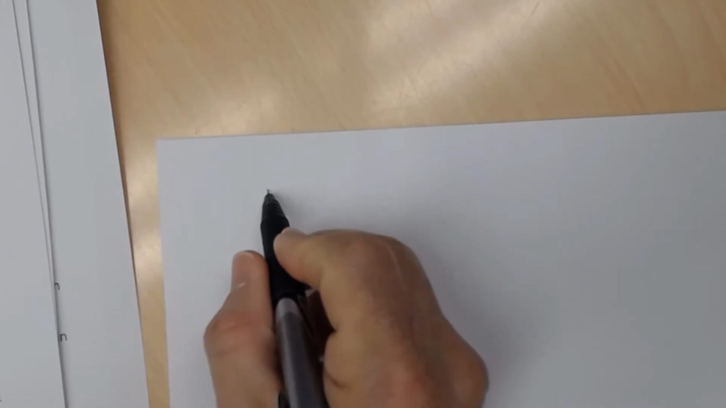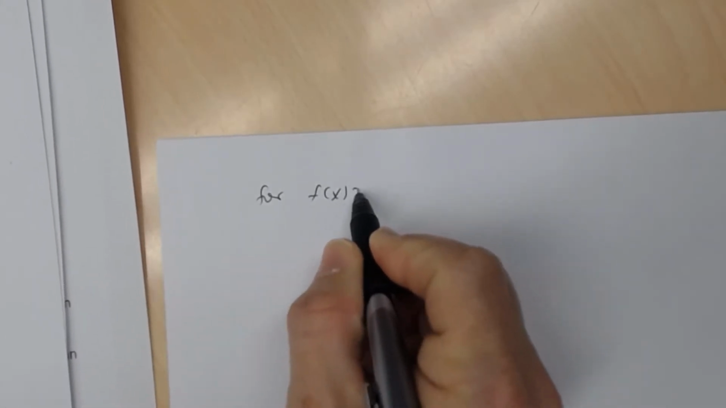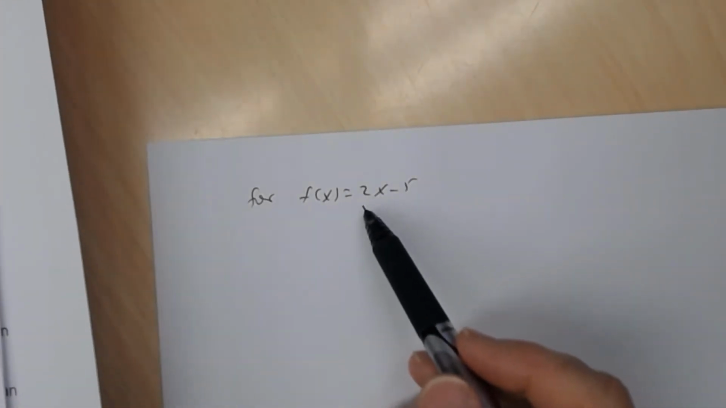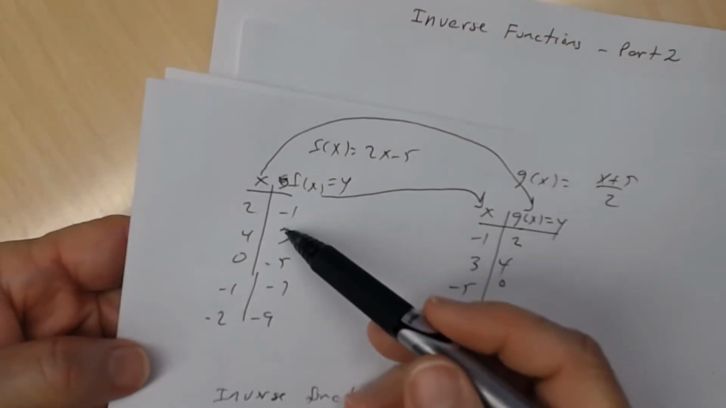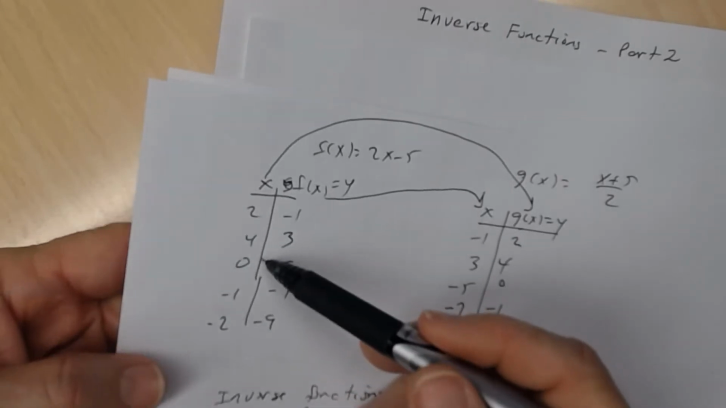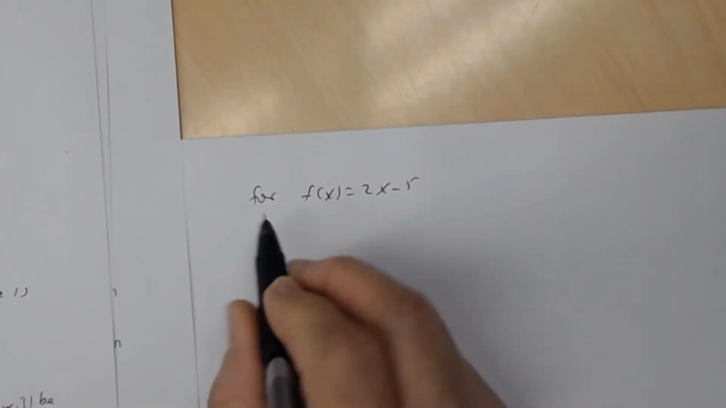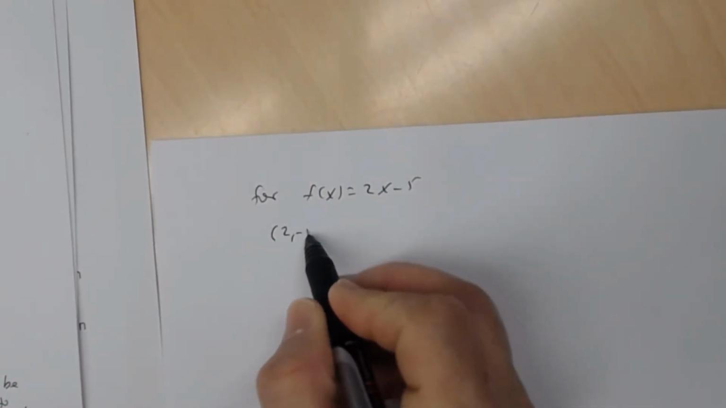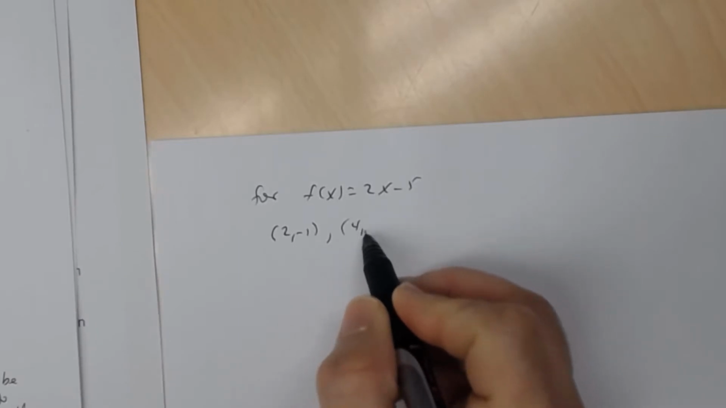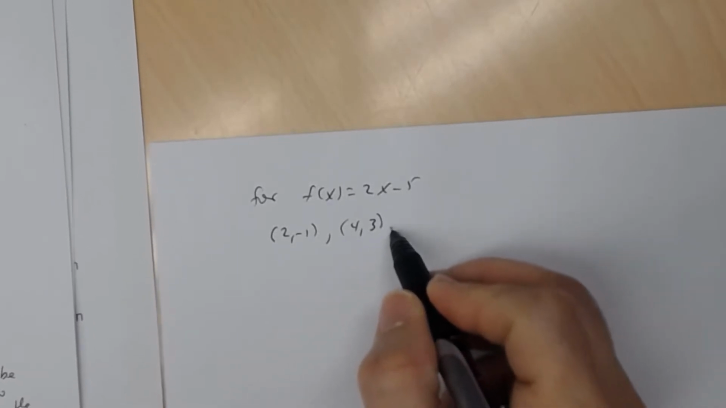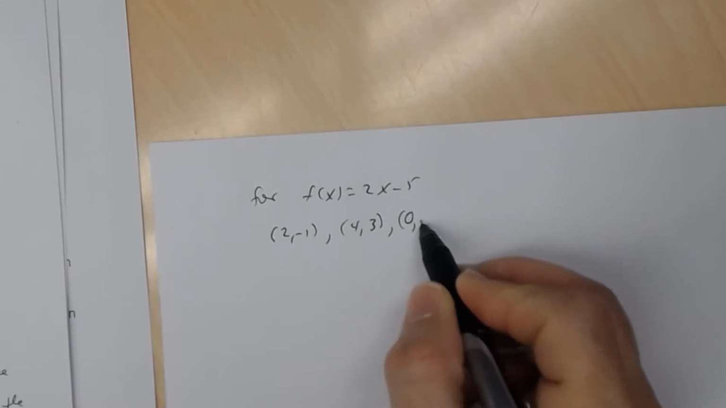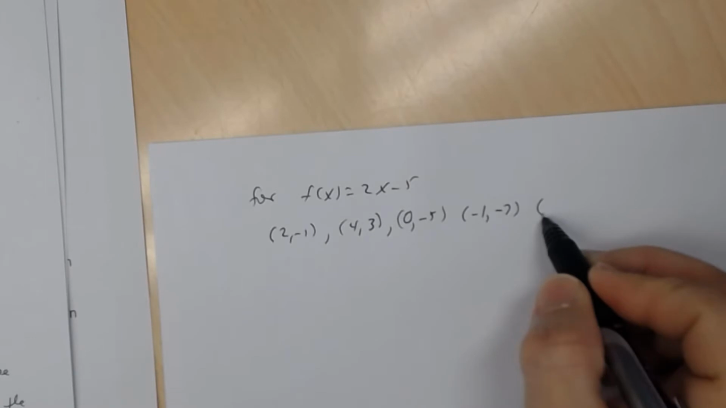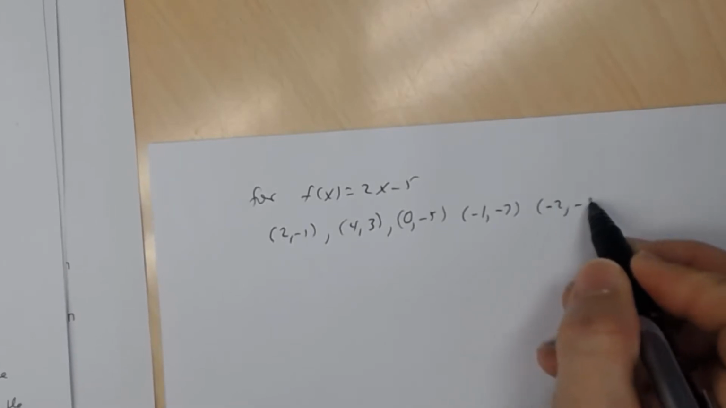So for f of x equals 2x minus 5, remember there are an infinite number of points on this graph, but we just looked at 5 of them here. So I'm going to go ahead and list those 5. These ordered pairs are on this graph. We have the ordered pair 2, -1. We have the ordered pair 4, 3. We have the ordered pair 0, -5. We have the ordered pair -1, -7. And we have the ordered pair -2, -9.